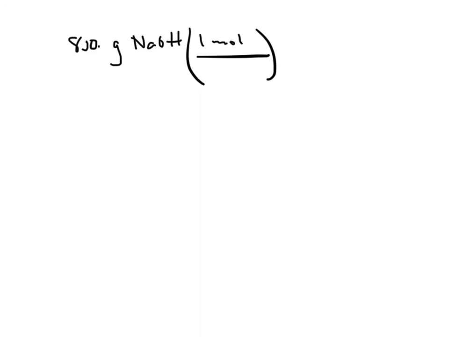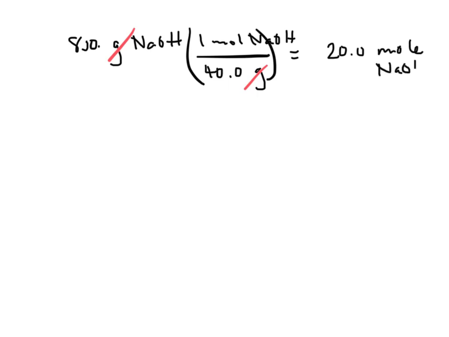If we had a number in grams, such as, let's say, 800 grams of NaOH, and I wanted to turn that to moles, I would have to say that there's 1 mole of NaOH in the numerator divided by a molar mass of 40 grams, and so that again cancels correctly, and I will get an answer of 20.0 moles of NaOH. Let's try one where we start with moles.